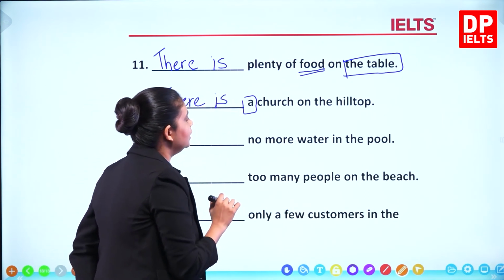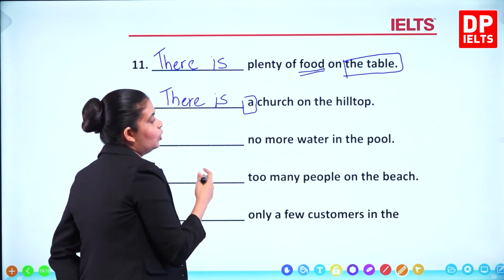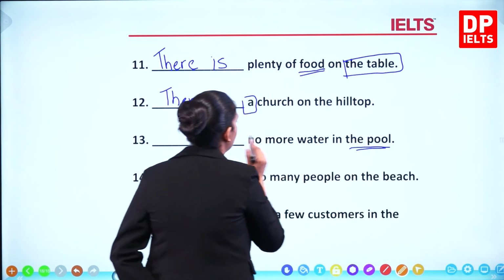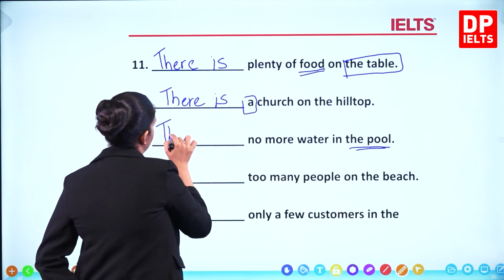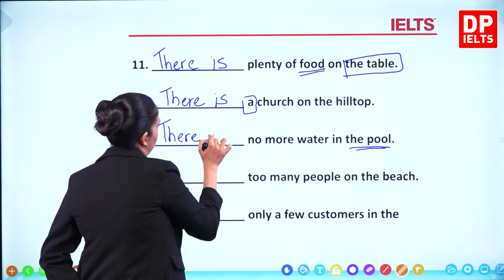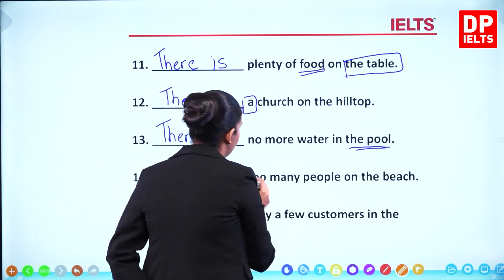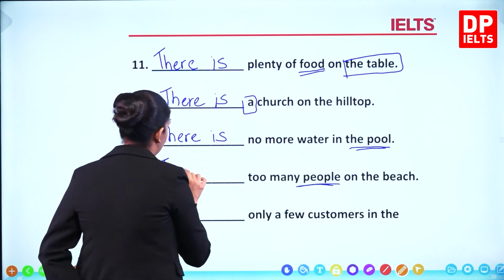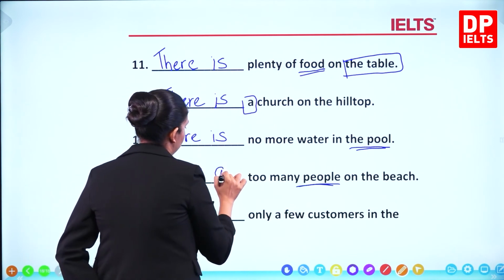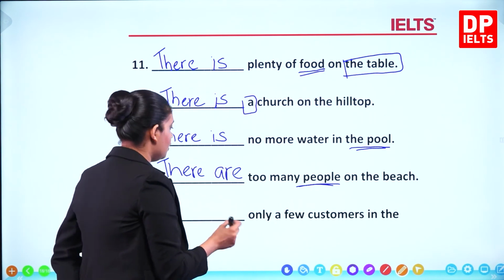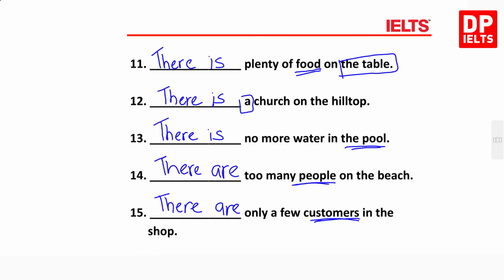No more water in the pool. No more water. Pool leke, in the pool. The specific pool. There is no more water. Too many people on the beach. There are too many people on the beach. Only a few customers. Right.